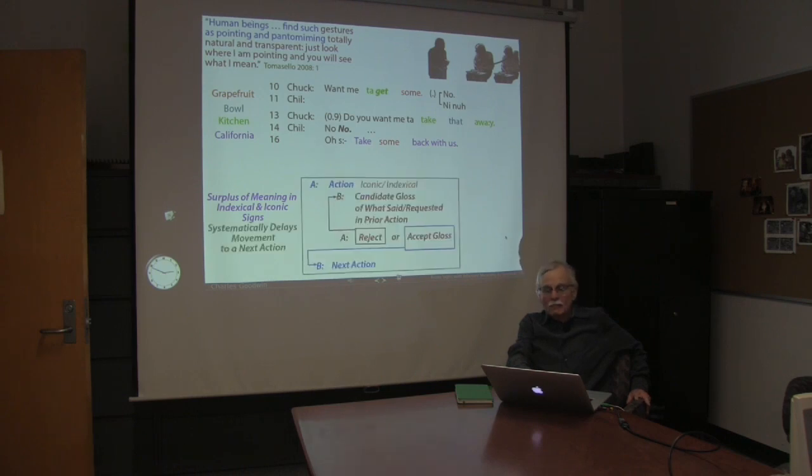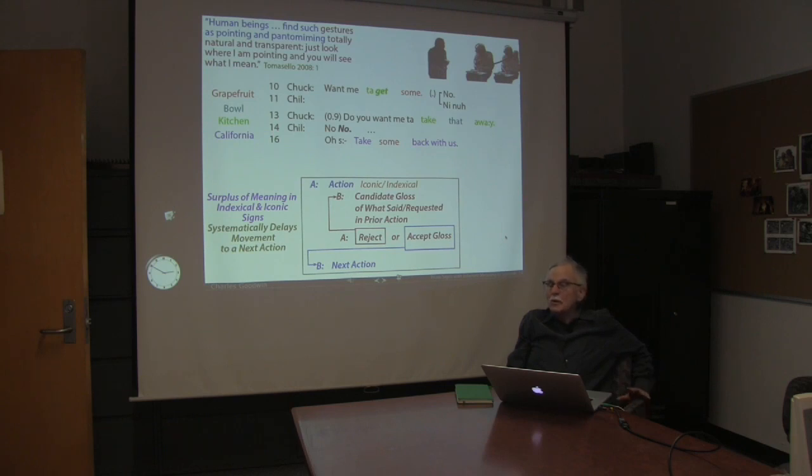So from my way of thinking, the meaningfulness of action, of iconic and indexical signs, instead of being a stepping stone to language, is an obstacle that has to be overcome. And one way of looking at this is just to look at the action patterns that define Chill's action. Every time Chill says something, he points. I'll talk about that as saying something. He points or something. And immediately after he does this, his interlocutor provides a guess.